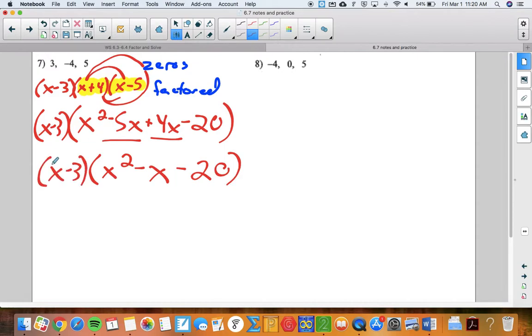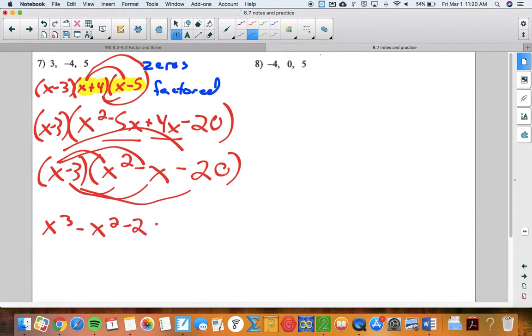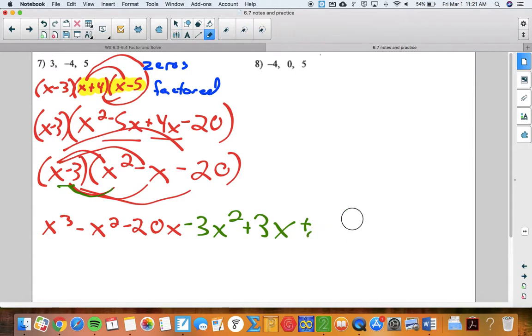So now we distribute the x to everything, and then we'll distribute the -3 to everything. When you multiply by a negative, make sure you flip the sign of everything. So here, x times x squared is x to the third, x times -x is -x squared, x times -20 is -20x. On the bottom, here's what I'm meaning. -3 times x squared is -3x squared. But now I have a -3 times a -x. That's going to be a positive 3x. And a -3 times a -20 gives a product that is positive. Oh, not 20 though, 60. Hello. Now we combine like terms.